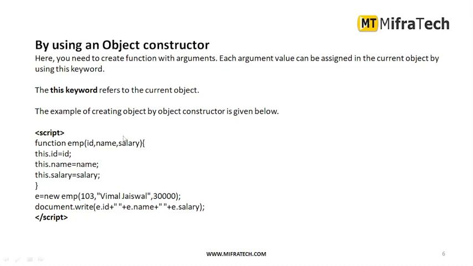You can see a script with a function emp(id, name, salary). When you are creating a constructor, the function with arguments must be called. The function name is emp with the arguments id, name and salary. this.id = id. The constructor has been created with the this keyword. Then we give the arguments here. a = new emp(103, "Vimal Jaiswal", 30000) and the similar output is shown. You can work it out with this code.